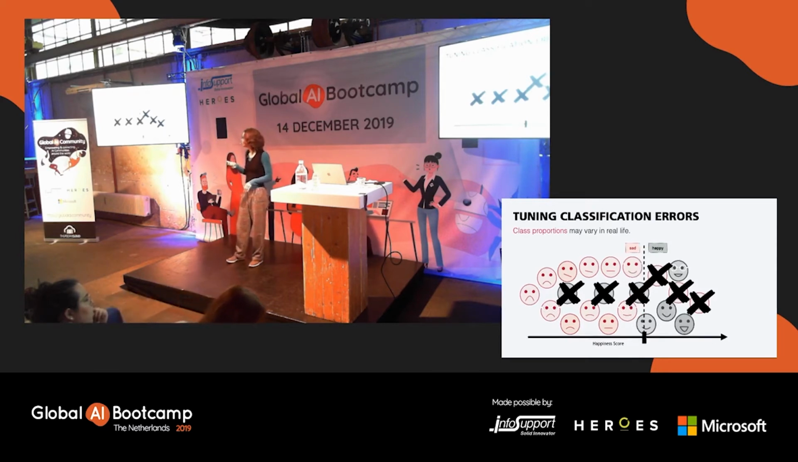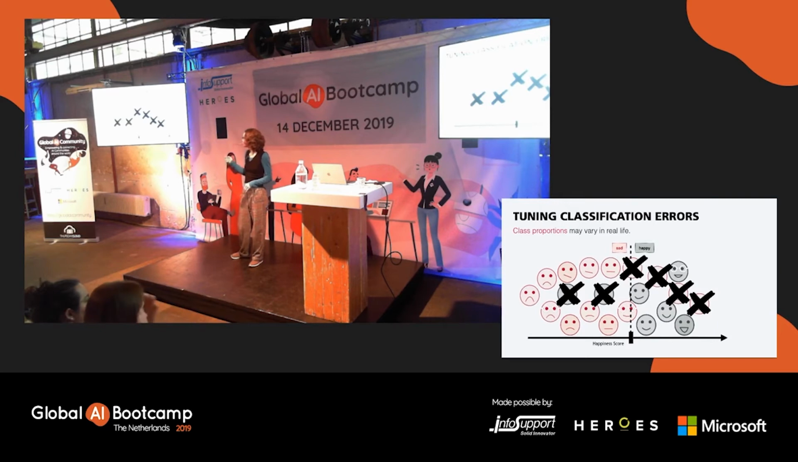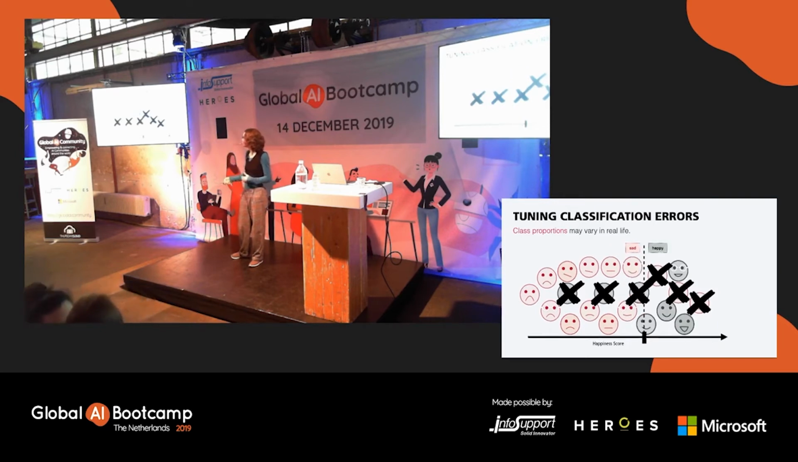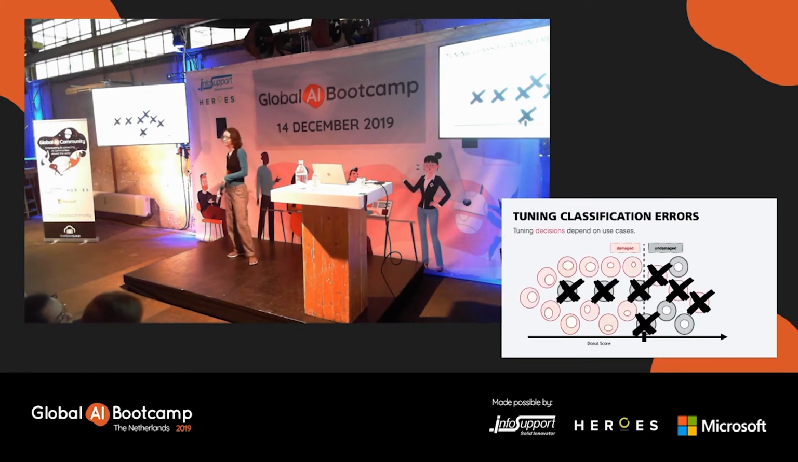So if I had this class proportion, maybe I would make a different decision. If I put it here, I trade one error for sad people, the red faces, with one error for happy people, and I have the same number of errors in both classes. That's usually what data scientists might do if you don't tell it if one class is more important than the other. But in real life, it depends on your use cases what's the best solution.